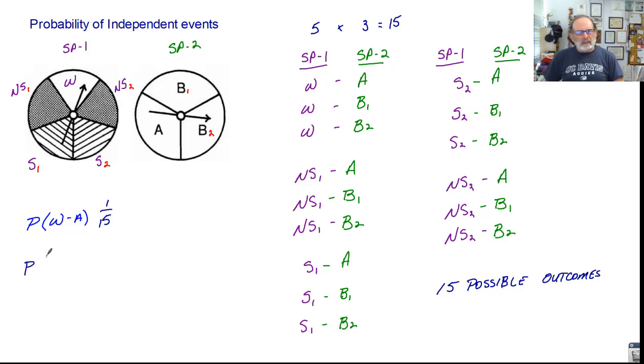What about the probability of spinning white and striped? So here's white, can't be white and striped because white and striped are on the same spinner. That was a little brain vacation. How about white and B? Well, white appears with B1 and white appears with B2. So the chance of getting white and B are 2 times out of 15.